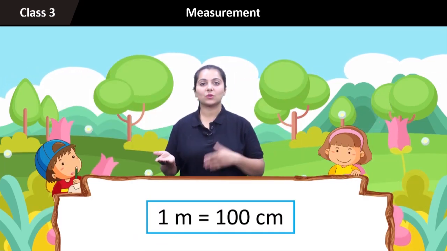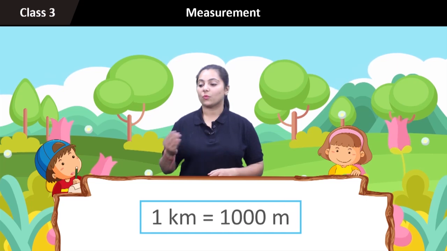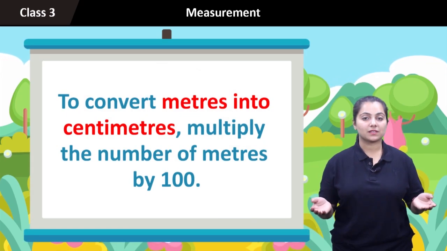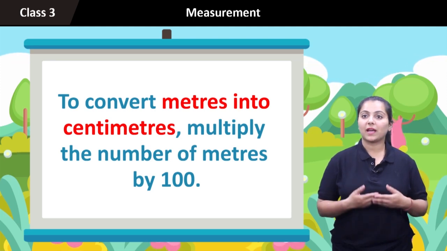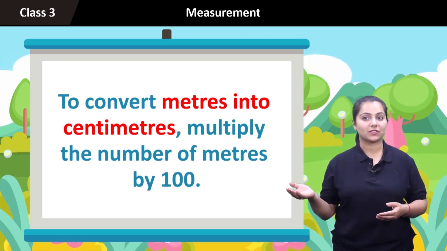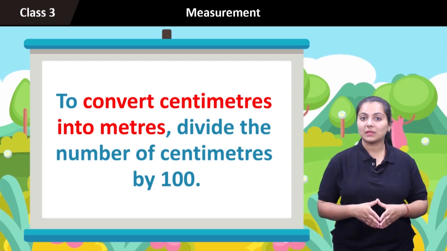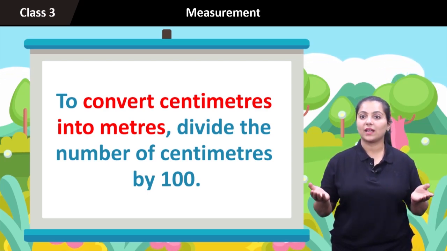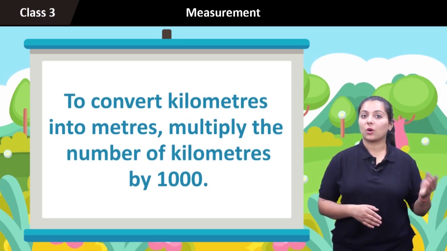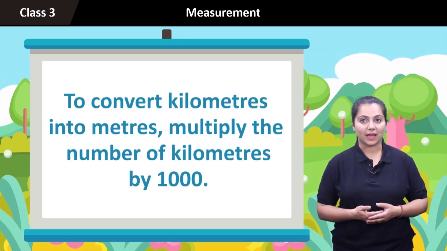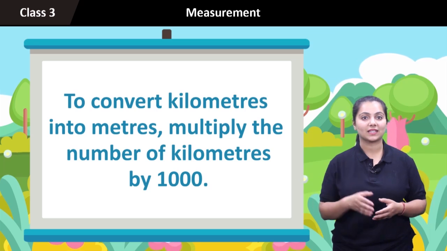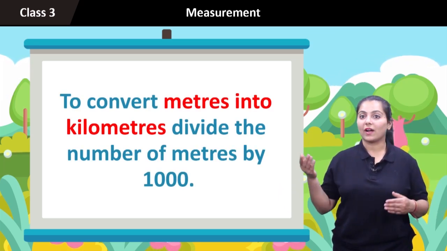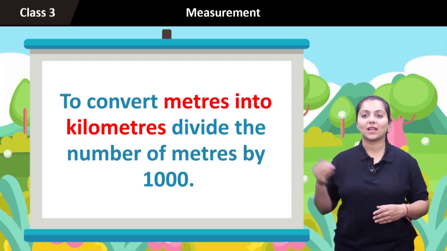Conversion of length. 1 meter is equal to 100 centimeter. 1 kilometer is equal to 1000 meter. To convert meters into centimeters, multiply the number of meters by 100. To convert centimeters into meters, divide the number of centimeters by 100. To convert kilometer into meter, multiply number of kilometers by 1000. To convert meters into kilometers, divide the number of meters by 1000.